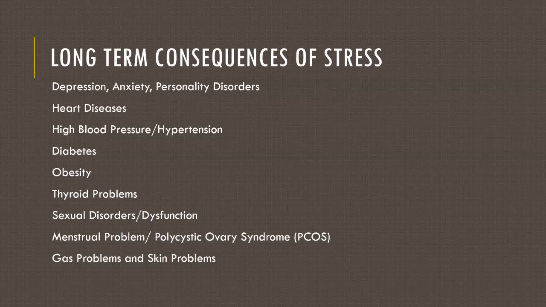Again, heart disease, high blood pressure, hypertension. So yes, there are a lot of cardiovascular diseases or heart diseases which can be found if we have long-term consequences of stress. Next is high blood pressure. Yes, generally out of stress we actually develop high blood pressure, or sometimes even low blood pressure. It is also known as hypertension, or hypotension for low blood pressure. Then next is diabetes. Yes, everyone knows about diabetes. We tend to have diabetes if we are stressed.